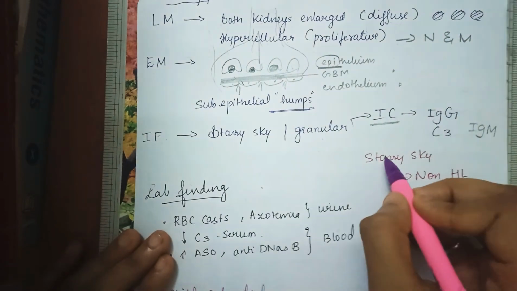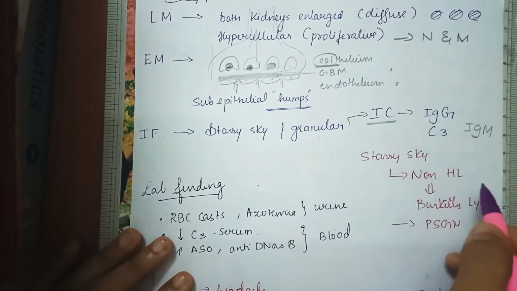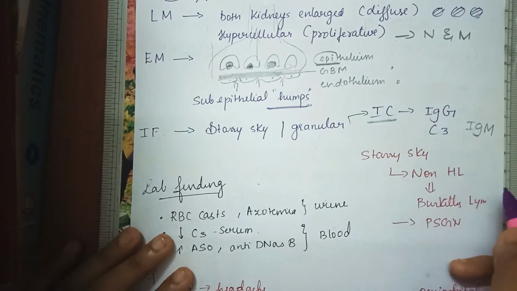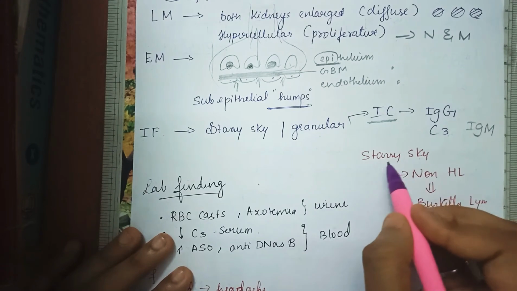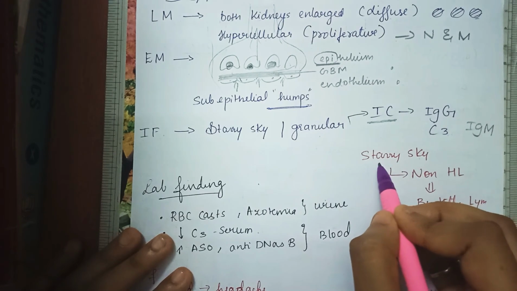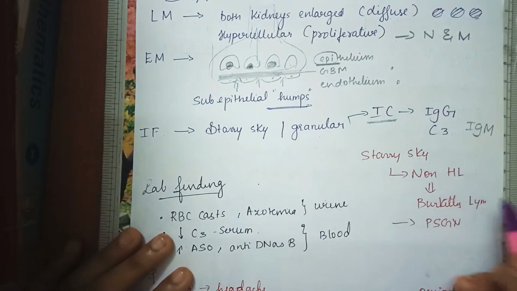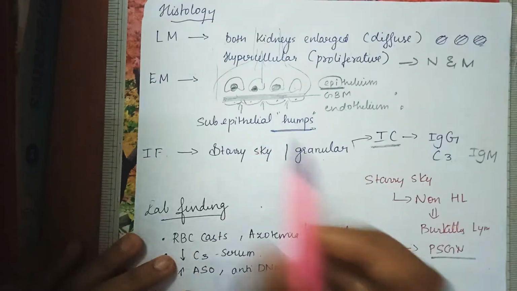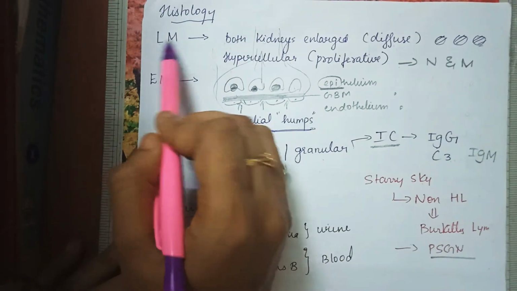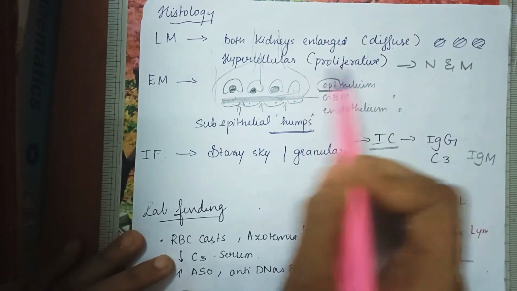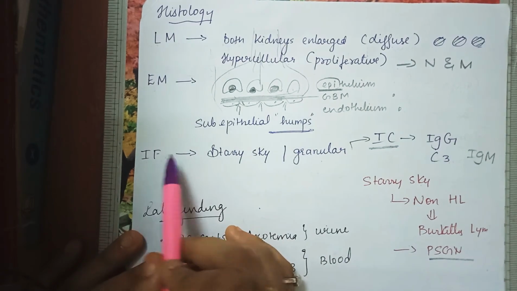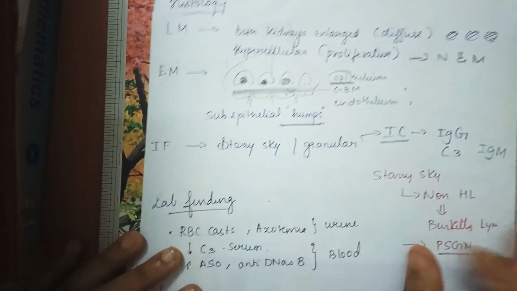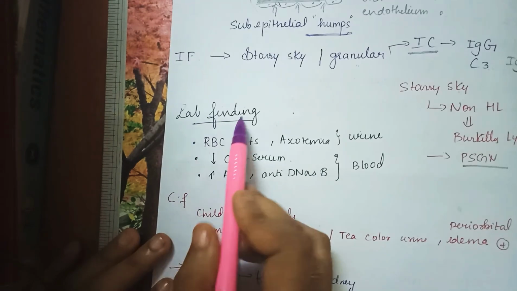Now coming to the word starry sky. We have studied starry sky in one of the non-Hodgkin's lymphomas, that is Burkitt's lymphoma. This starry appearance is macrophages, and the sky pattern was nothing but tumor cells. And one more example is PSGN. This was basic: light microscopy, diffuse proliferative; electron microscopy, remember subepithelium hump; and immunofluorescence, starry sky or granular.